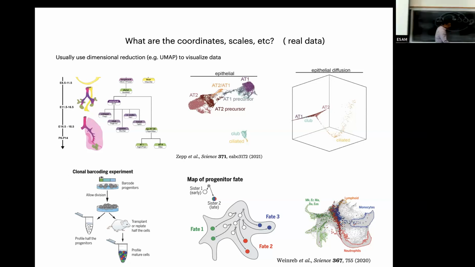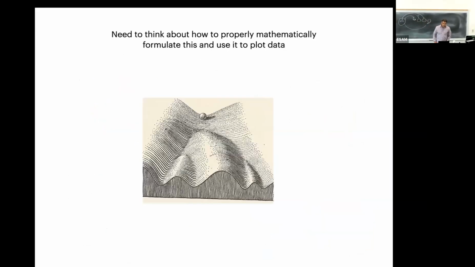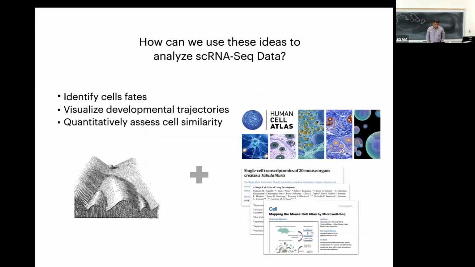All right. So what we've been trying to figure out is how do we properly mathematically formulate this and use this to plot data. So that's what I'm going to try to show you. And the basic idea is going to be this gambit that we're going to try to combine these atlases with this idea of development as a dynamical system.